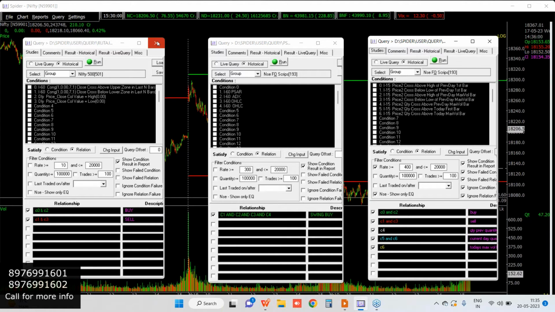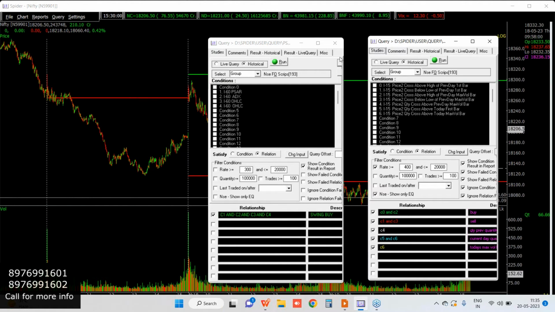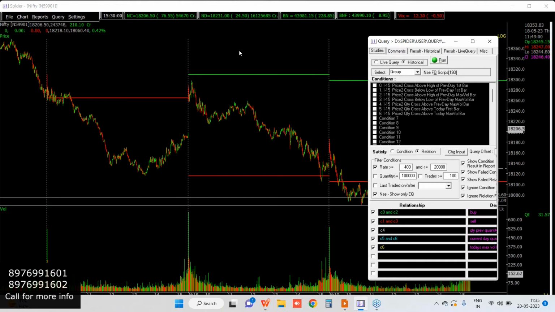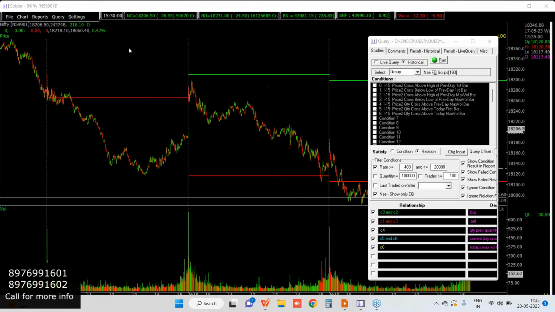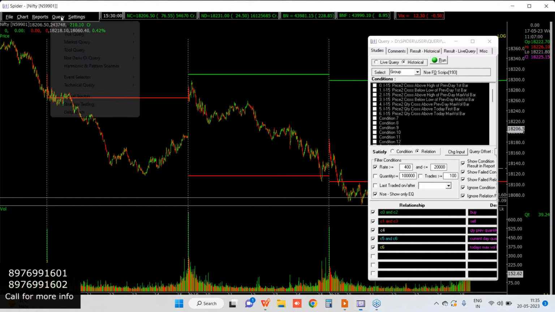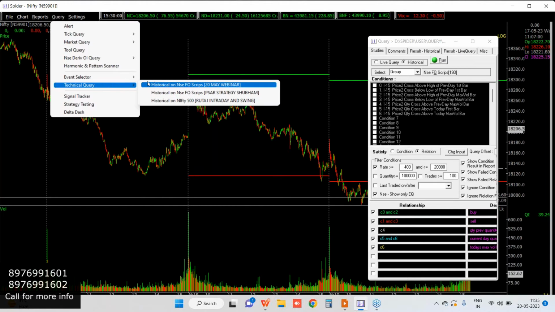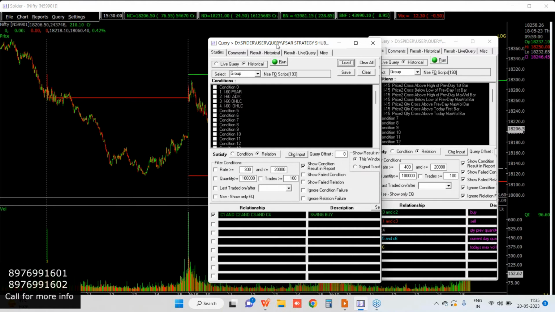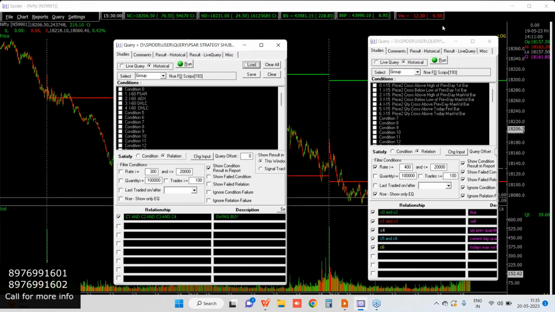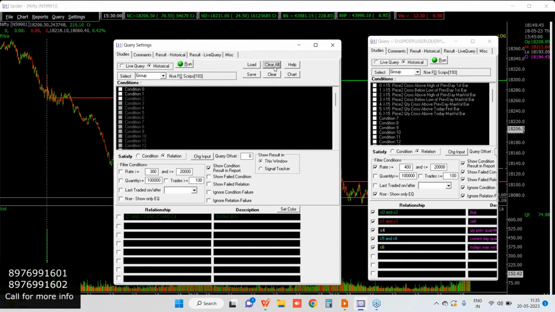Okay, so I'll just close this window for now. Basically, if you go to query, you have the option of technical query. If you go to technical query, you can open multiple windows at a time. So I'll open this window now and clear this strategy. So this is a technical query.